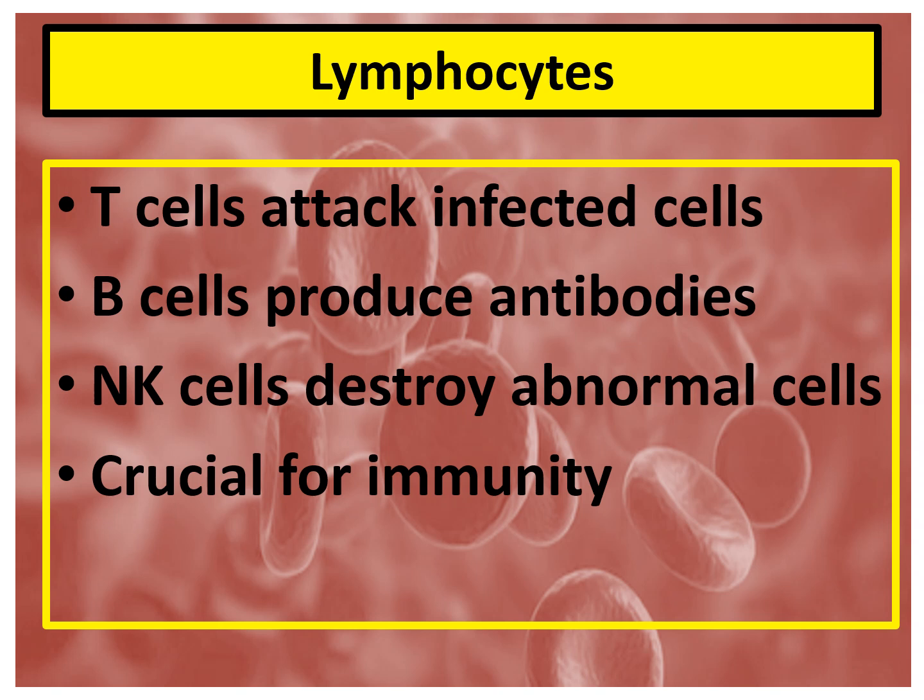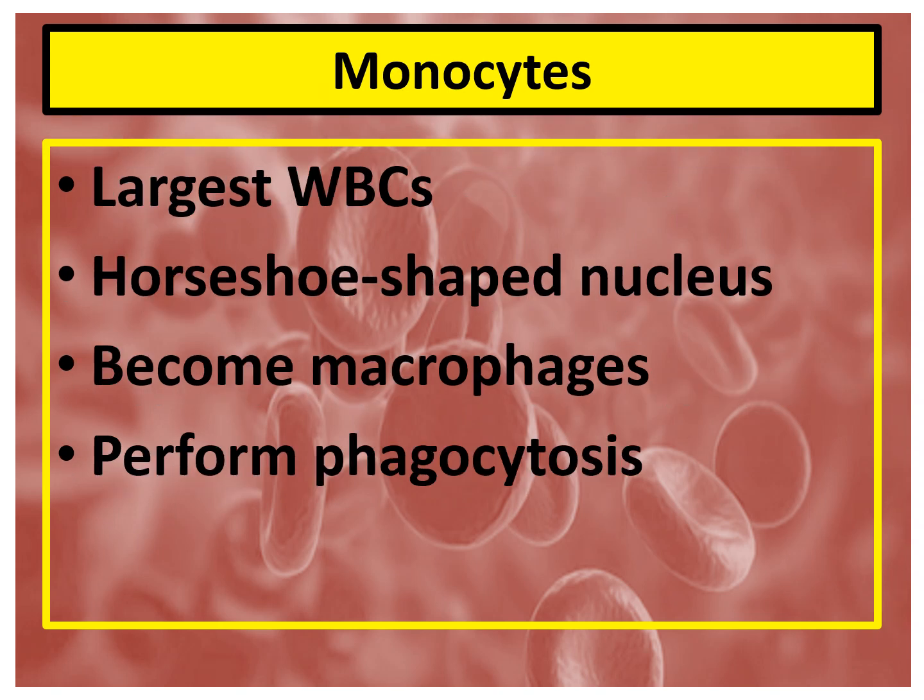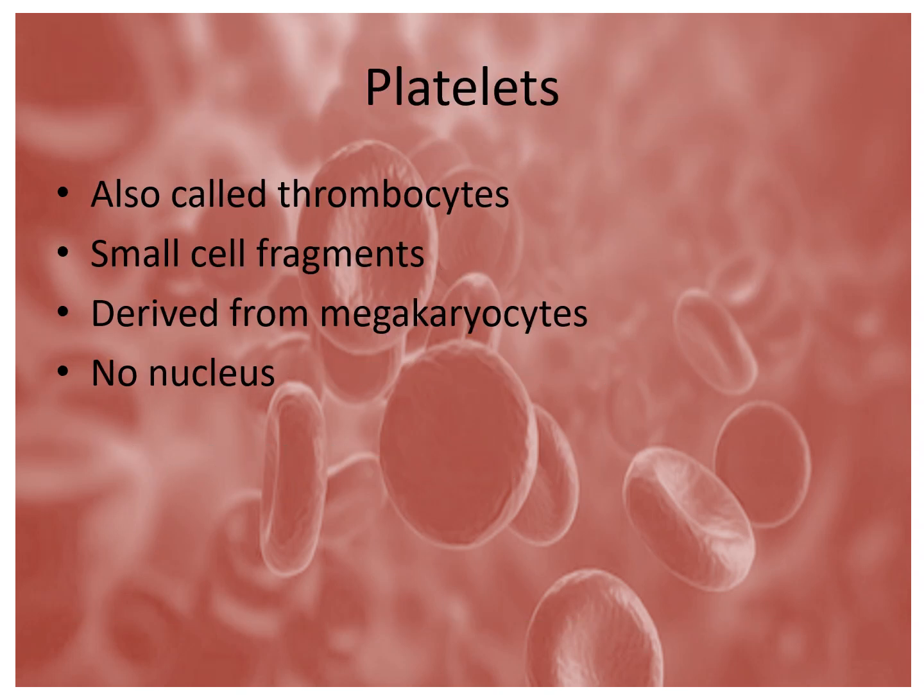There is one more cell called natural killer cells. These natural killer cells destroy the abnormal cells that are found inside your body. So these are very crucial for immunity. Monocytes, these are the largest white blood cells of all, and these contain a horseshoe-shaped nucleus. Usually they become macrophages for engulfing the infected cells. Before also we have seen some cells engulf, that is, they show phagocytosis. Same here, they become macrophages and show phagocytosis. The cells will be killed by engulfing.